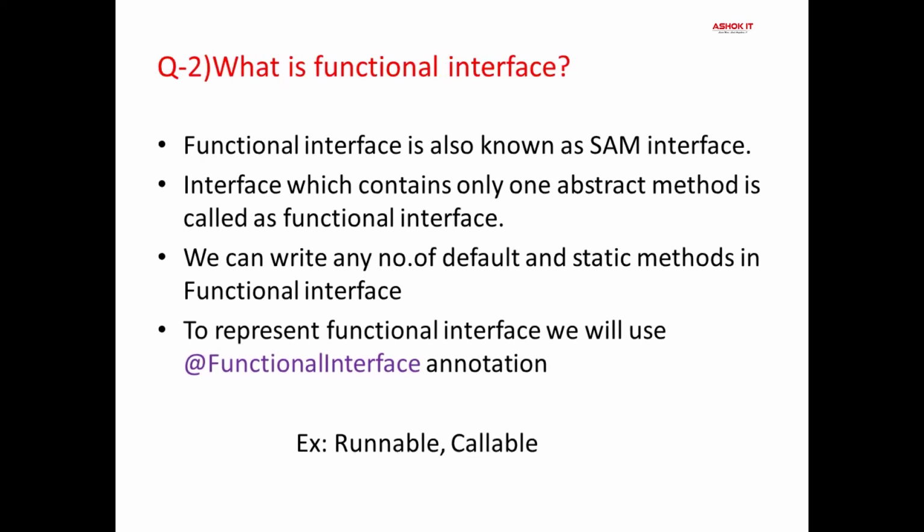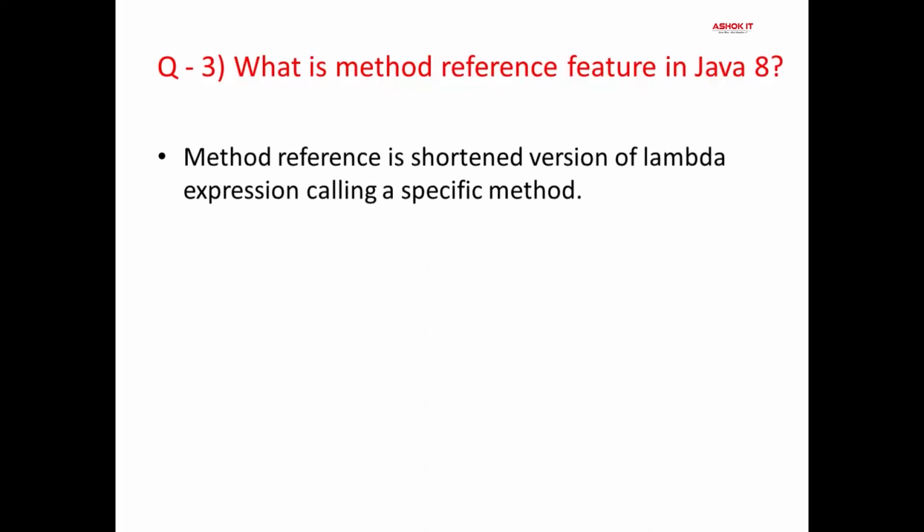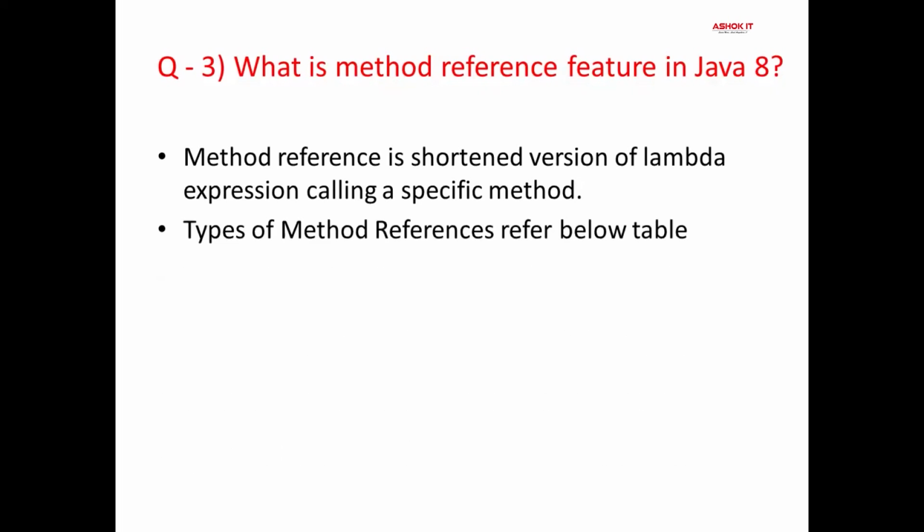Runnable and callable, these are the predefined functional interfaces which are available in Java. Question number 3, what is the method reference feature in Java 8? Method reference is a shortened version of a lambda expression for calling a specific method.